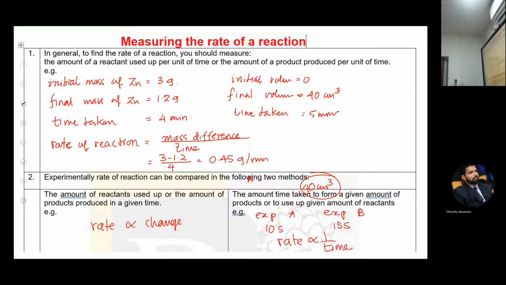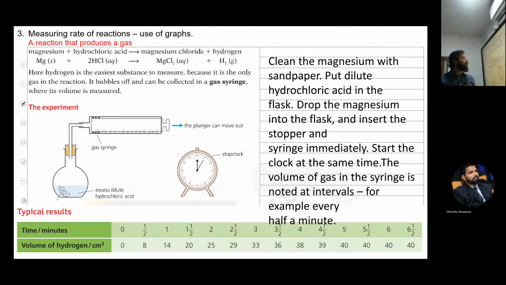What I want you to understand is that when we are calculating rate, we usually measure both. If you just evaluate the rate, you don't have to measure both. You can measure the time taken for a constant change. Here, all the change happens in a constant time, like the two examples I gave. Okay, so let's move on to the next.